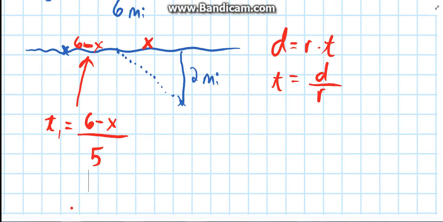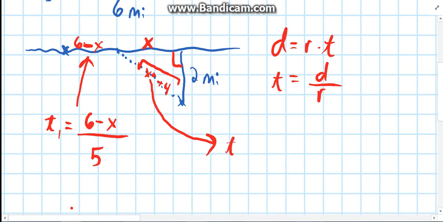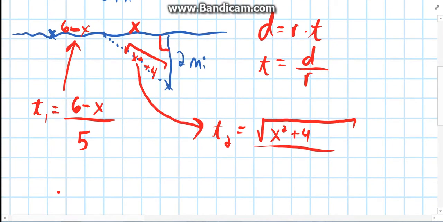Because she can walk 5 miles an hour. The time it's going to take her to do this distance here, well, we don't have an expression for that distance. What rule do we have to use to find that distance then? We're going to use the Pythagorean theorem. So this distance right here is really the square root of x squared plus 4. So the time it's going to take her, which I'm going to call t sub 2, is the distance she has to go, the square root of x squared plus 4, divided by the rate at which she's traveling, which is 2. And we want to minimize her total time.